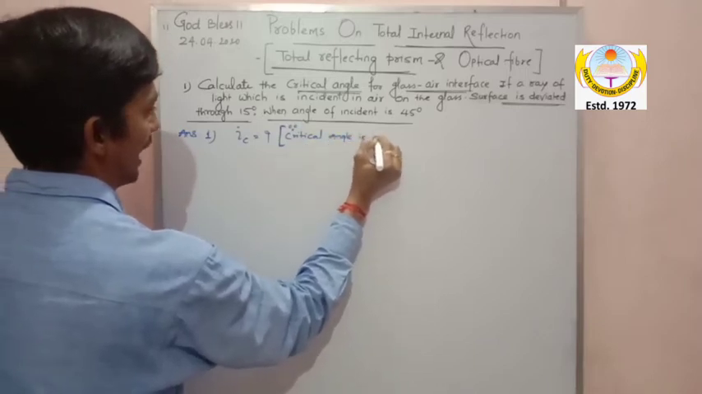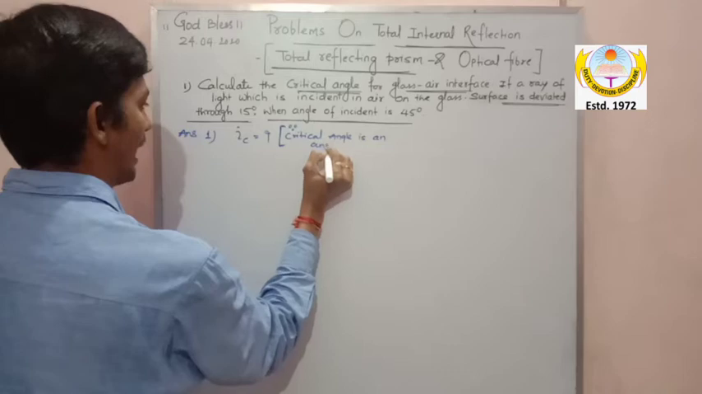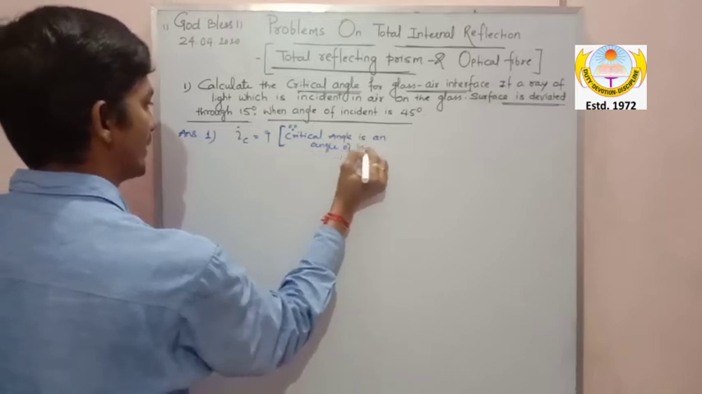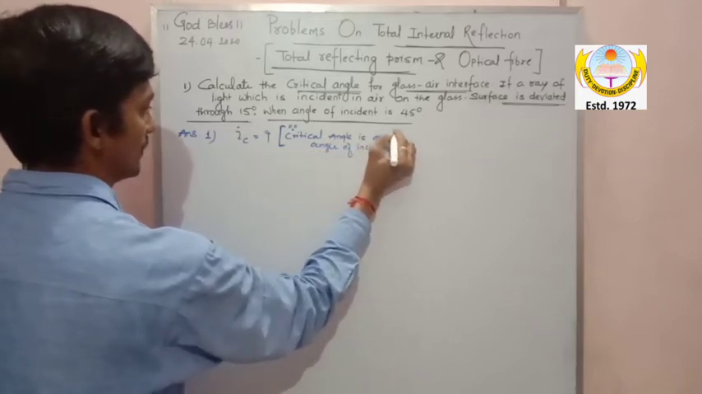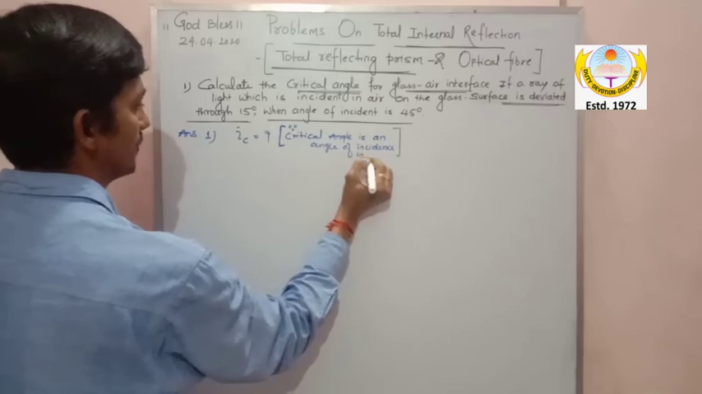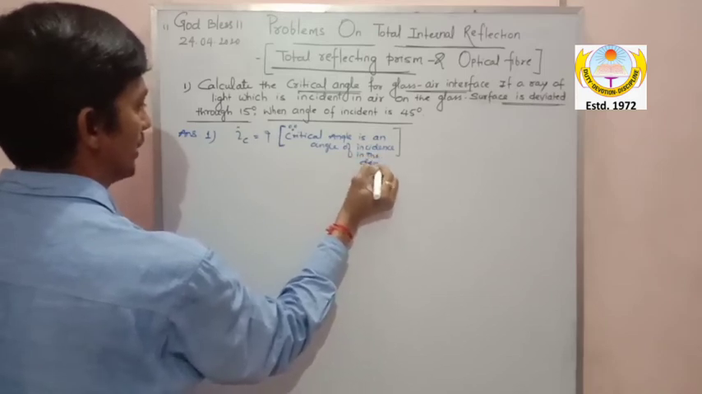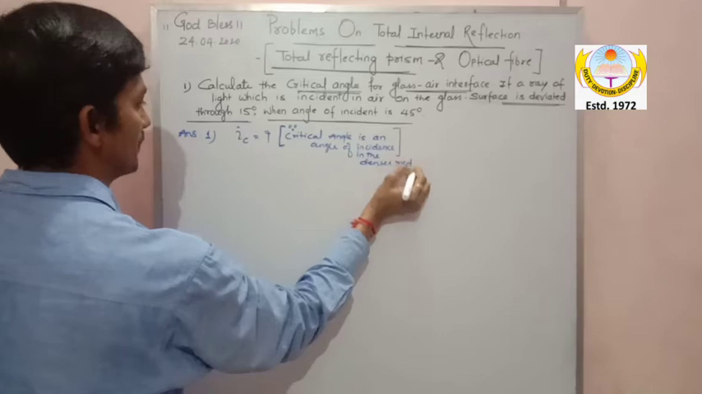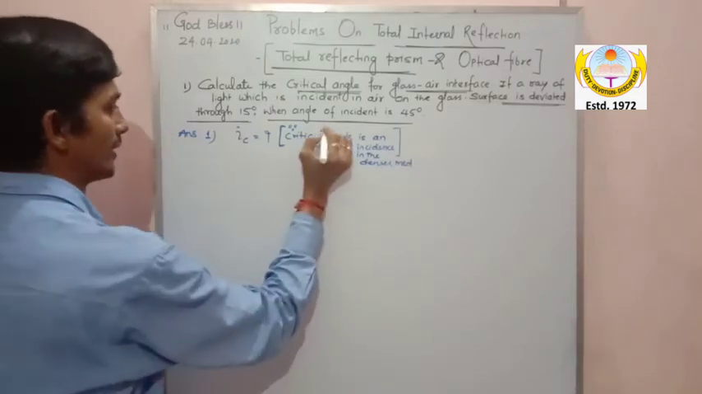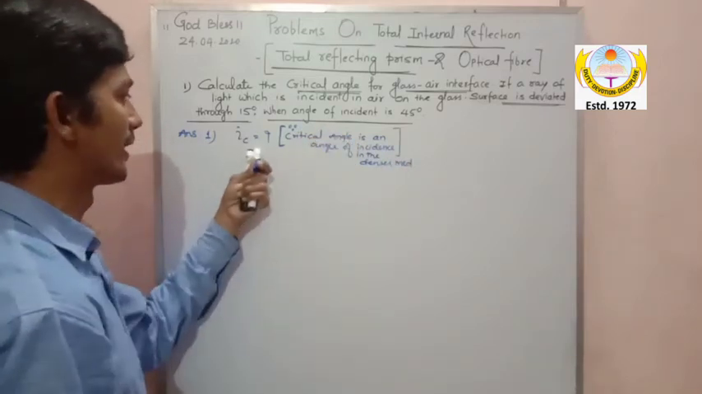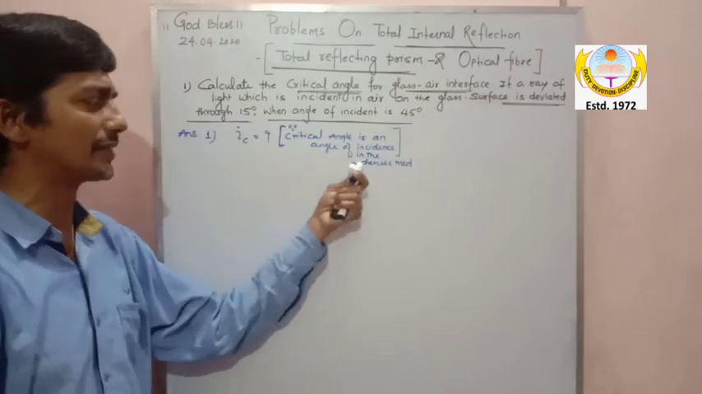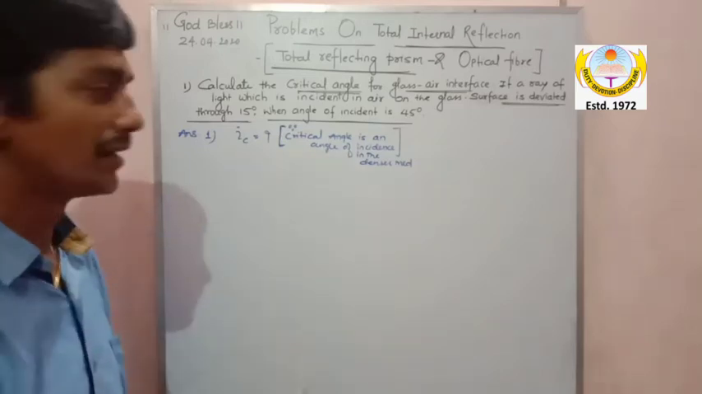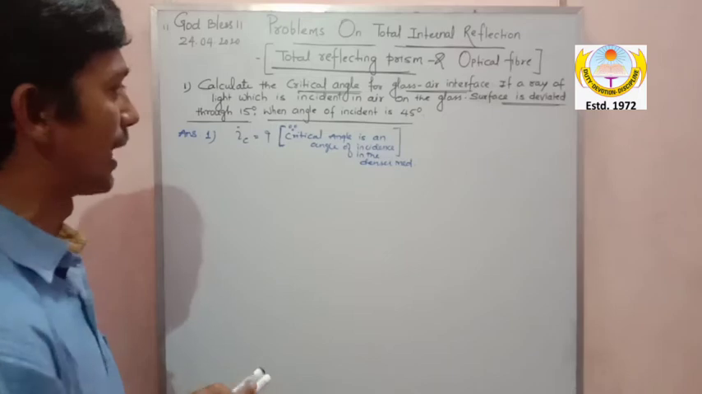is an angle of incidence in which medium, my dear? In the denser medium. So that is the definition. So what is critical angle? Critical angle is the angle of incidence in the denser medium. It is IC. Okay, now my dear, IC I am supposed to calculate.